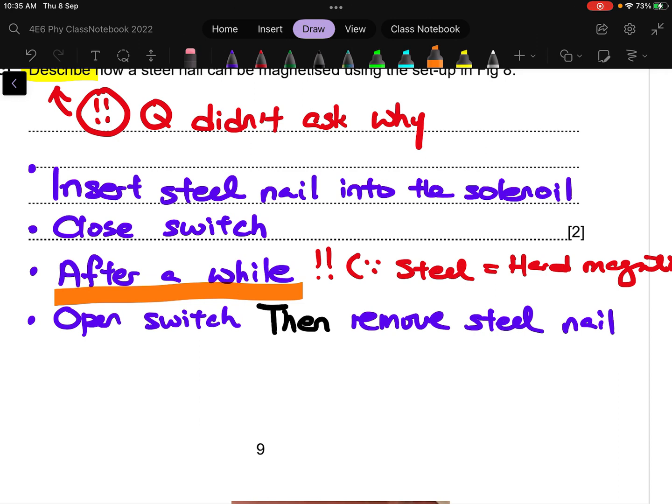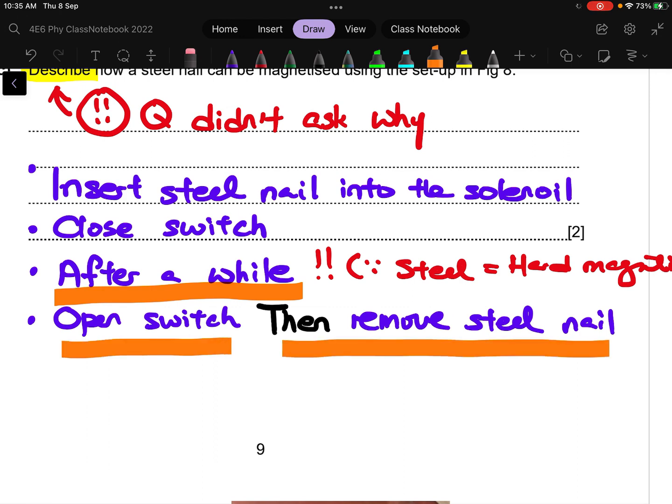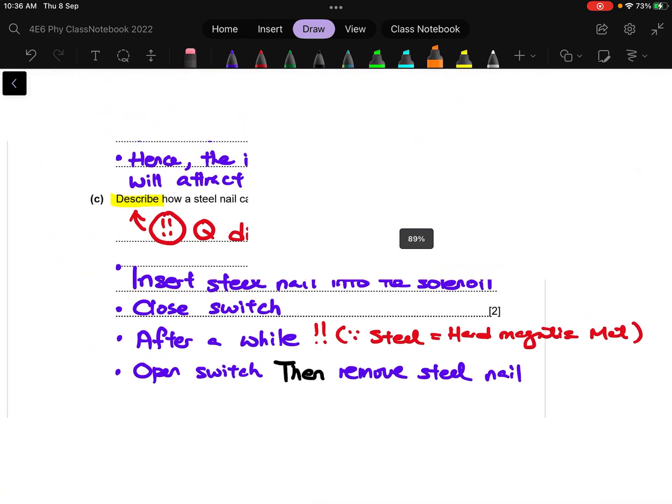It is also important that for magnetization, you need to open the switch before you remove the steel nail. This is different from demagnetization. In demagnetization, you want to keep the switch on before you remove the magnet that you are going to demagnetize. So for magnetization, you open the switch, then you take out. For demagnetization, you keep the switch closed, take out, then turn off the switch.